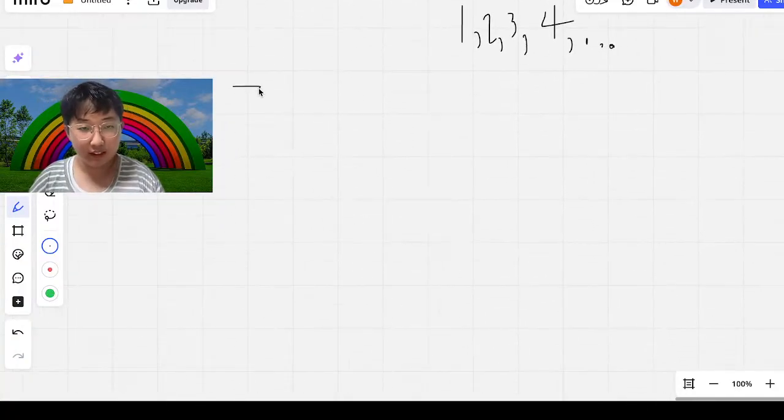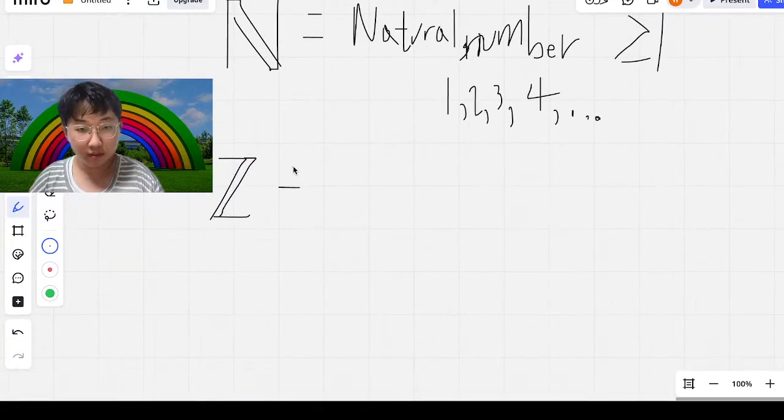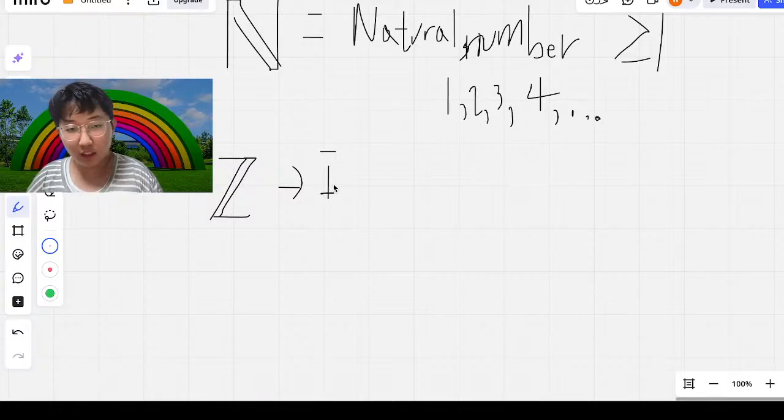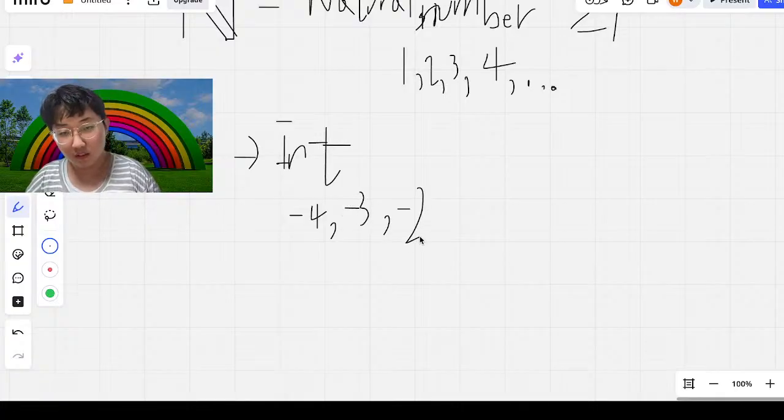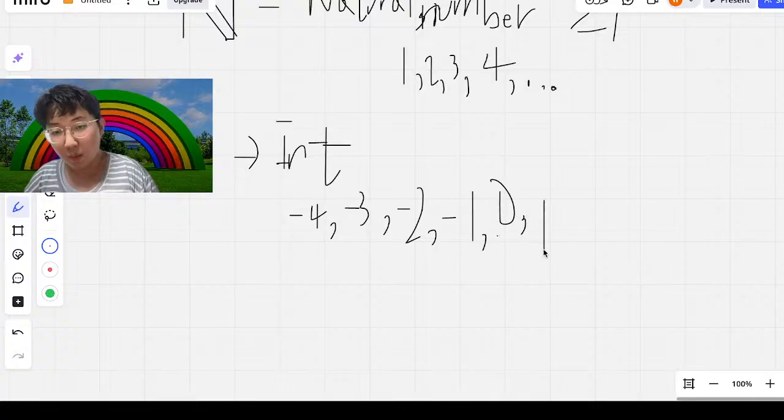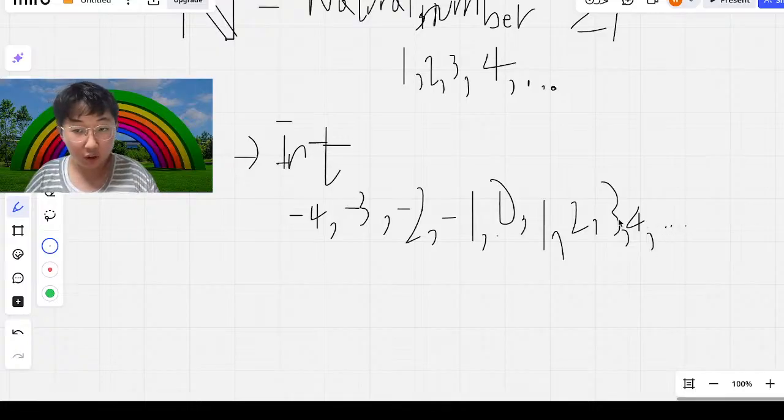And then we have Z, which refers to the set of integers. I'll just write int. Hopefully you understand what that means, integers. It involves negatives and 0 here, and then we have 1, 2, 3, 4, and so on. It goes forward, and it can also go backwards. The set of all integers.